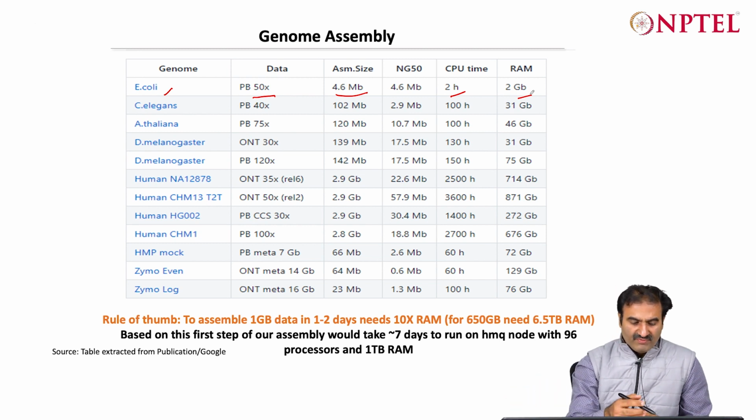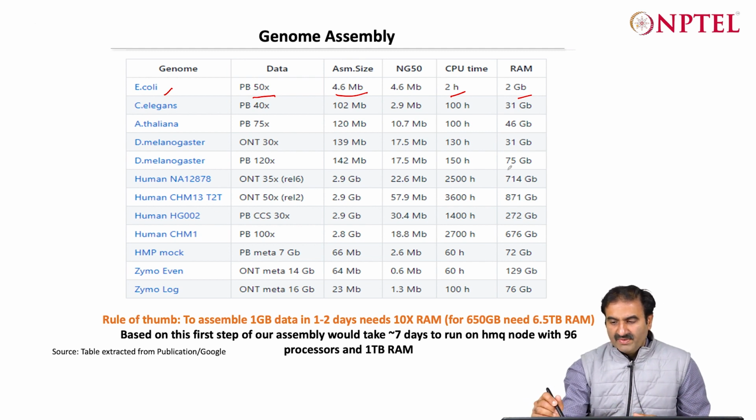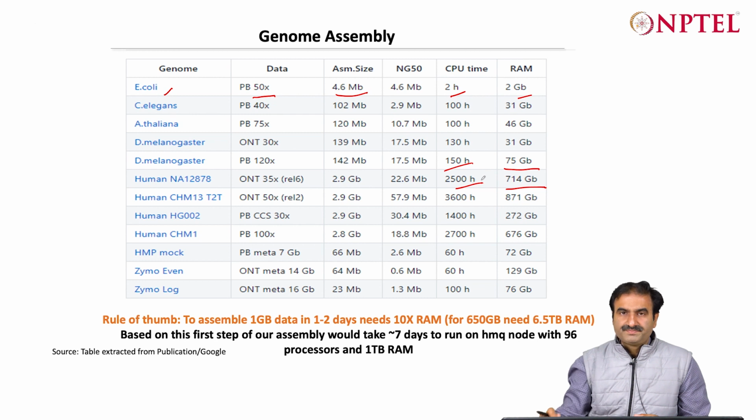Similarly, if you go further to the human genome, and for Drosophila, it will take a huge amount of RAM, 75 GB to 714 GB, and the CPU time also increases, right? If you have more CPUs, the CPU time will decrease. It is per CPU time, right? So parallel computing or HPC helps here.